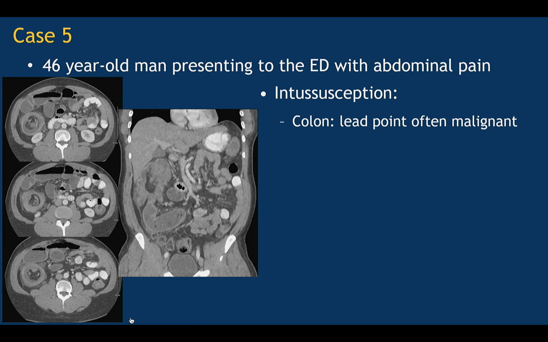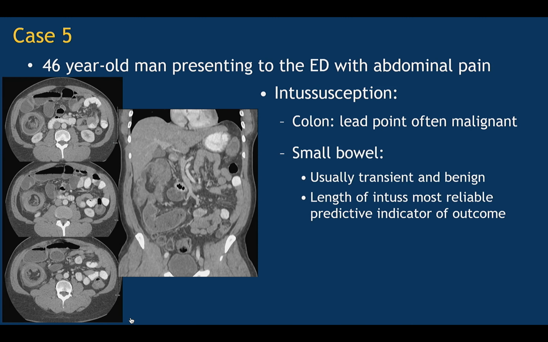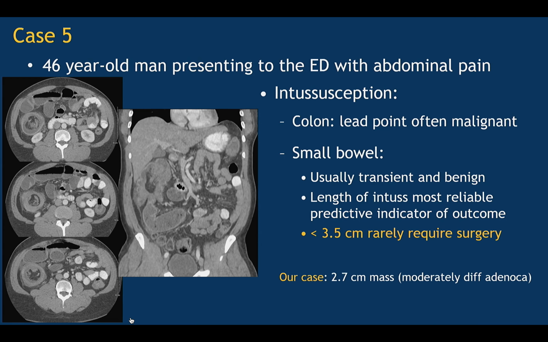When intussusception occurs in the colon in an adult, if you don't see an obvious lipoma, the lead point is often malignant. When it occurs in the small bowel, on the other hand, these are usually transient and benign. The length of the intussusception is the most reliable predictive indicator of outcome. Those small bowel intussusceptions that are less than 3.5 centimeters in length rarely require surgery. In our case, the lead point was a 2.7 centimeter mass that turned out to be moderately differentiated adenocarcinoma. In retrospect, you can see it right there.